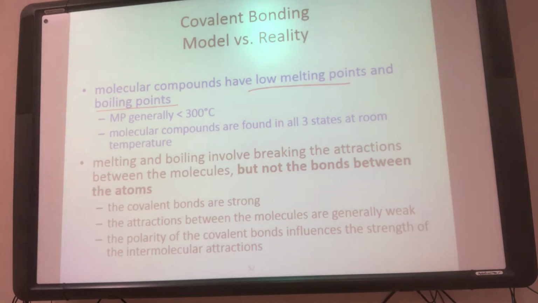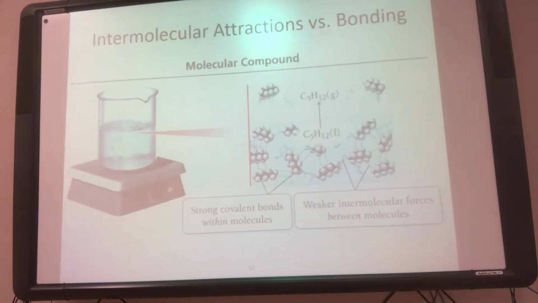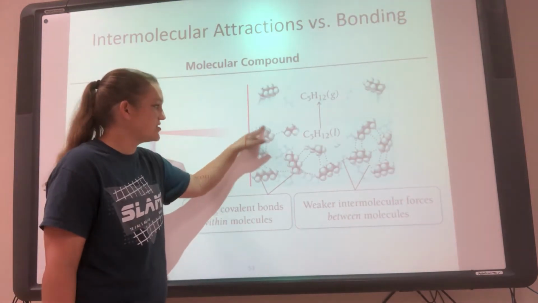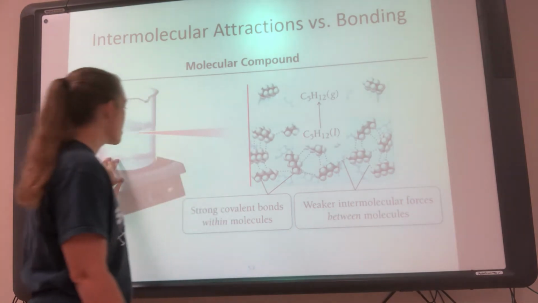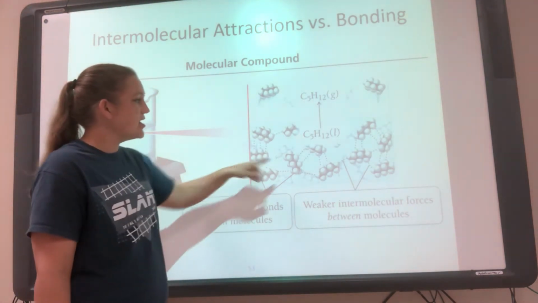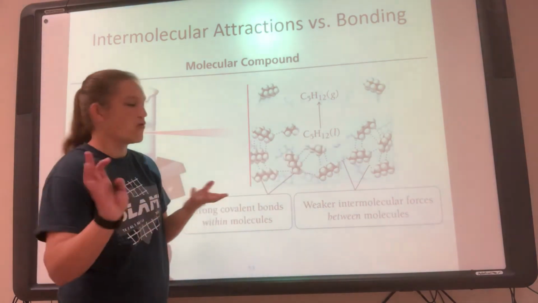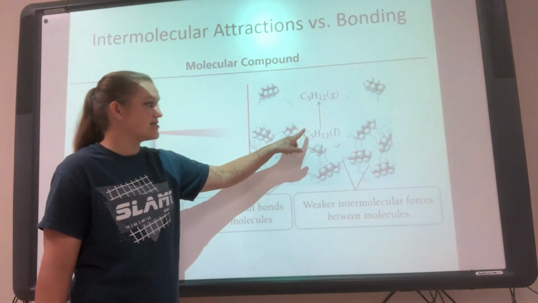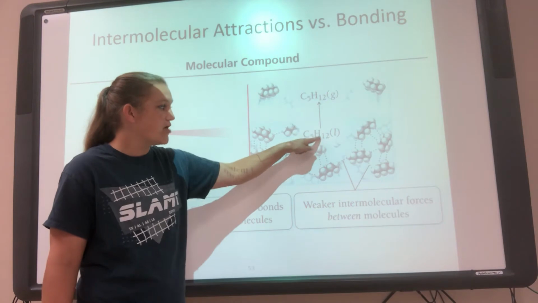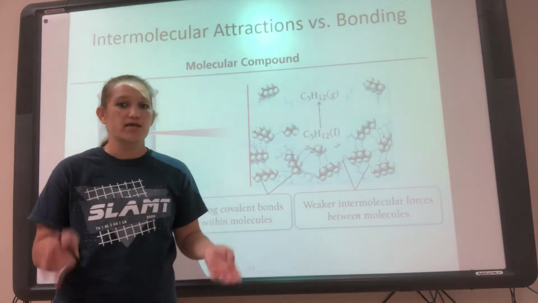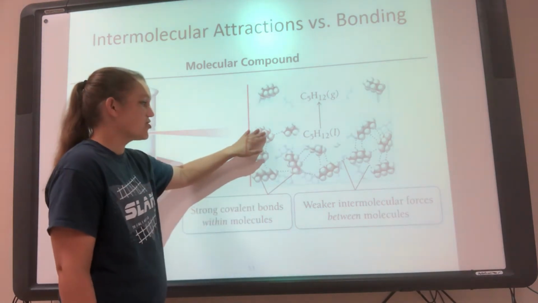Okay? Now, when I'm changing my phase, when I'm either melting or boiling something, what's happening is I'm breaking the attractions between the molecules, not the bonds themselves. So I'm going to show you a picture on the next slide that kind of helps you. So this is the molecule itself. Here I've got some pentane, which you don't have to know. But here's my molecule. It's got C's and H's, so it's two nonmetals. If it's all nonmetals, it's a molecular compound.